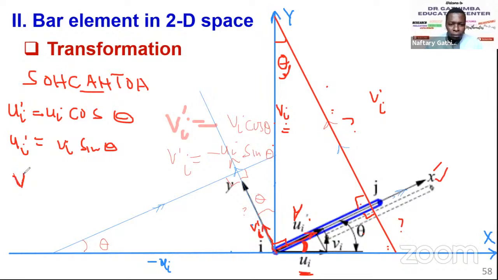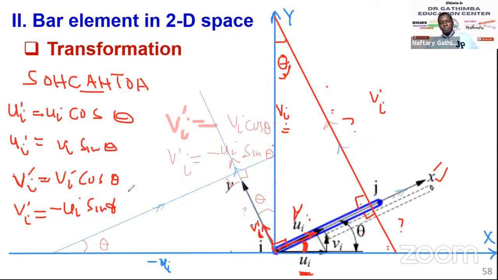The V prime I, I'm just transferring this one here. So this will be Vi cos theta. Now the V prime I again is equal to minus Ui sine theta. So in overall, we can use this. Let me use this space.